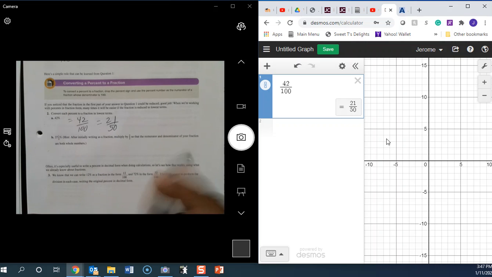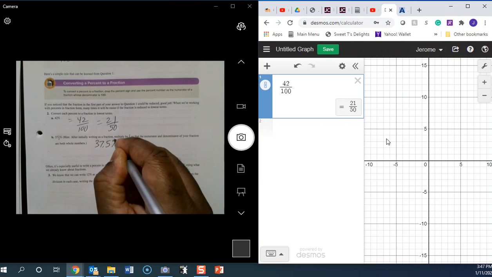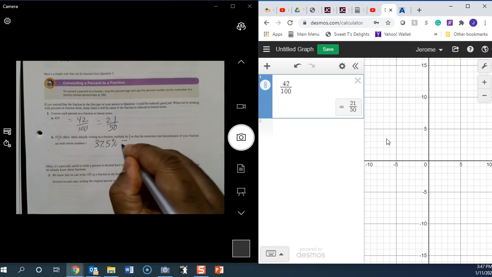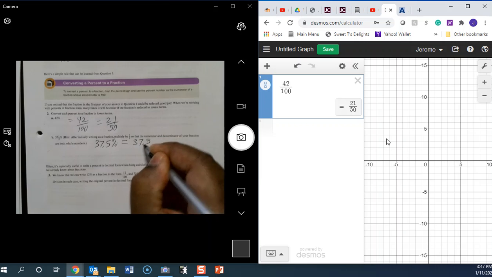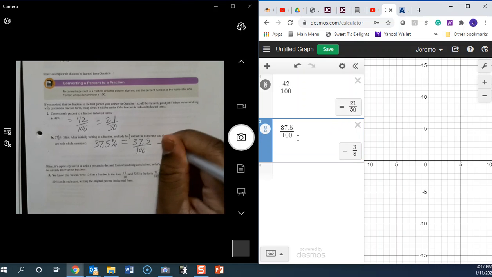37.5, we know a half is 0.5. So really this is 37.5%, which we could rewrite as a fraction, 37.5 over 100. We could put that right into the Desmos calculator and then hit our button here, and it will give us the fraction of 3/8.